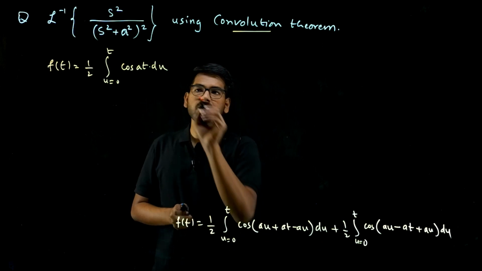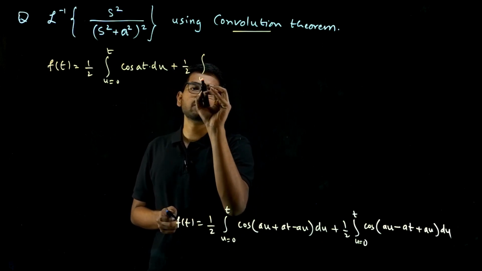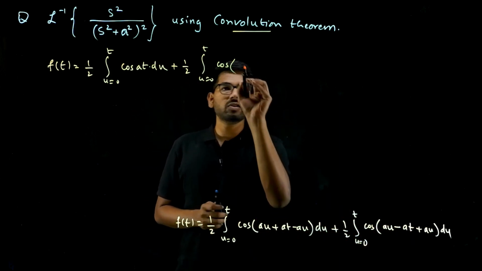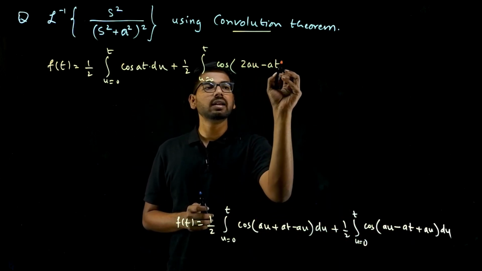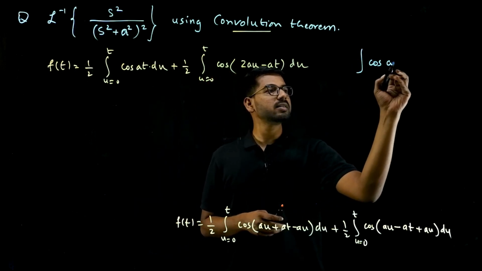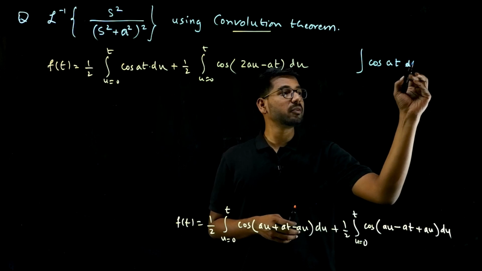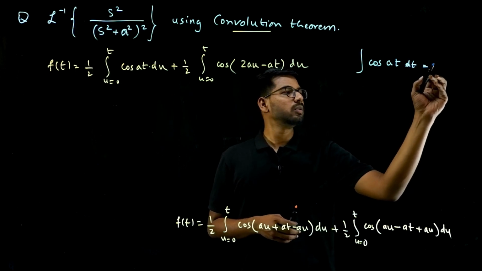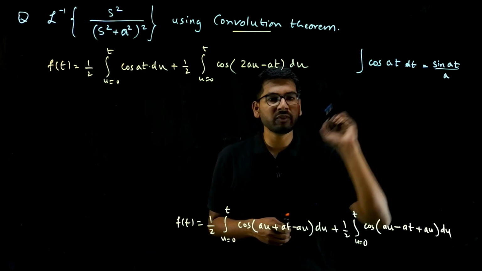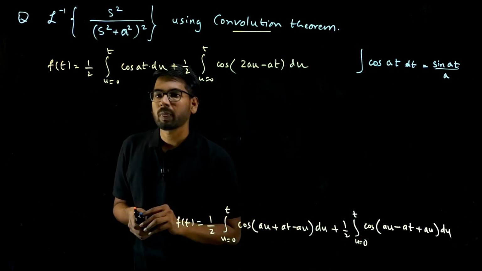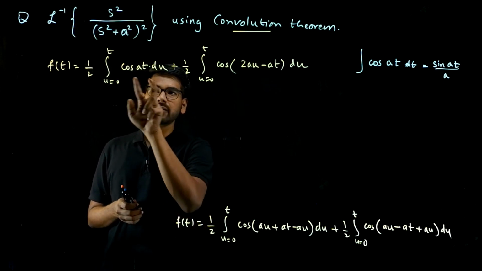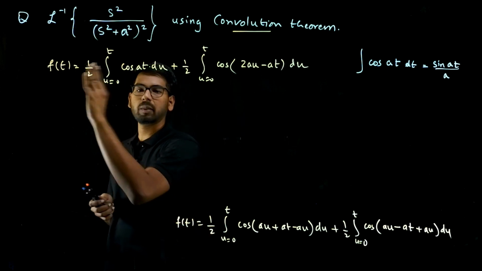So here it is plus 1 over 2 integration u equal to 0 to t of cos(au plus au is 2au minus at) into du. So what do we know? We know integration of cos at with respect to dt is sin at by a. So the coefficient of t comes in the denominator. Here we have to integrate cos at with respect to u.